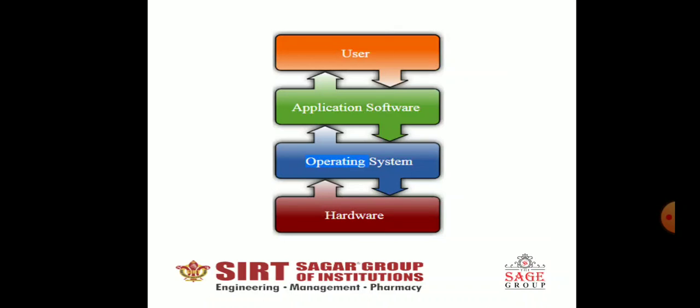Without these four things we cannot work on a computer. We need an operating system, hardware, application software and users. These four things are used in a system where we can work. So this is what computers are in our portion. Here we use the operating system, hardware, application software and users. So this is the diagram.